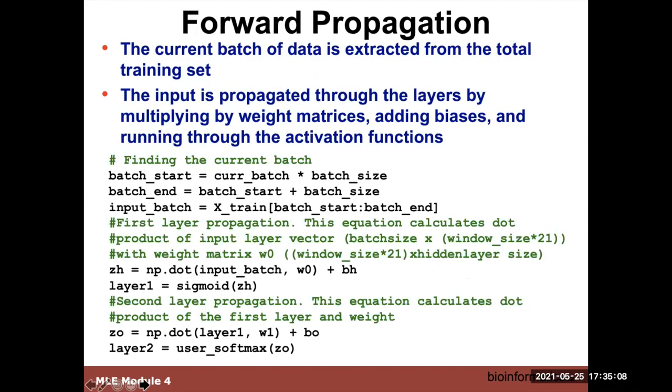The forward propagation is largely the same. Again, we're now dealing with a window size and the number of amino acids, and the hidden layer size, and we have the dot product, and we're calculating the activation function with layer one using a sigmoidal function and the second layer using the softmax function.